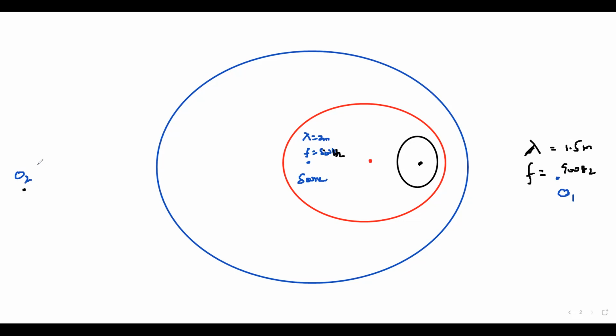With reference to observer 2, the source is moving away. So as you can see, for observer 2 the gap or distance between the two wavefronts has increased, so the wavelength will increase. Observer 2 will receive a longer wavelength and a lower frequency. For example, the source is emitting 800, but the observer will receive around 700 hertz.